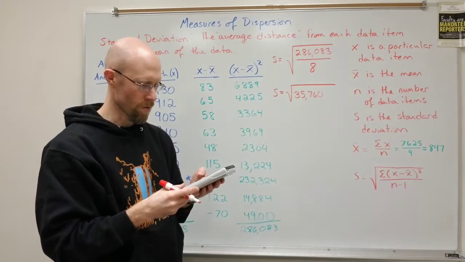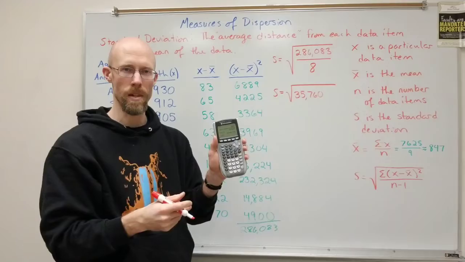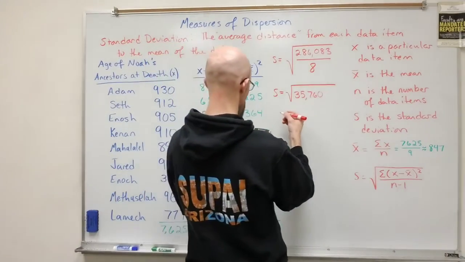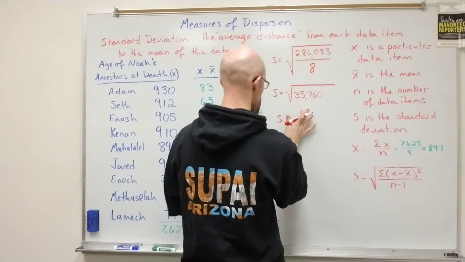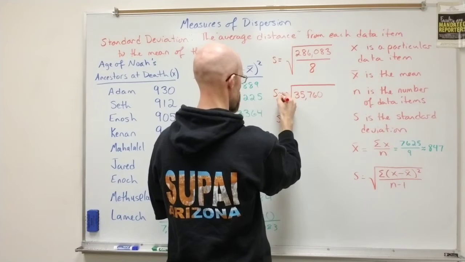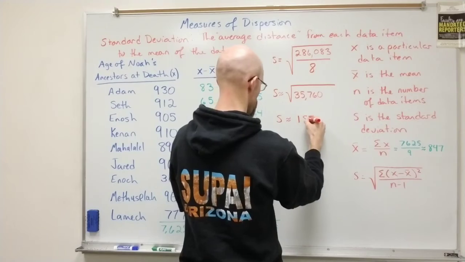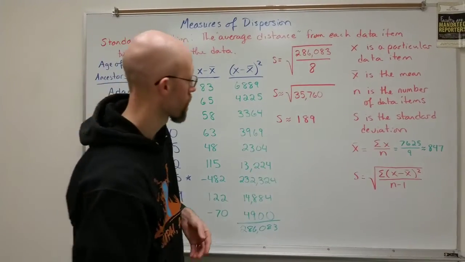And then I'll take the square root of that. Actually, on my calculator, I didn't round. I'm leaving that value in there when I do the square root. So it's really around 189. So the standard deviation is, I should really put an approximation here, approximately 189 years.